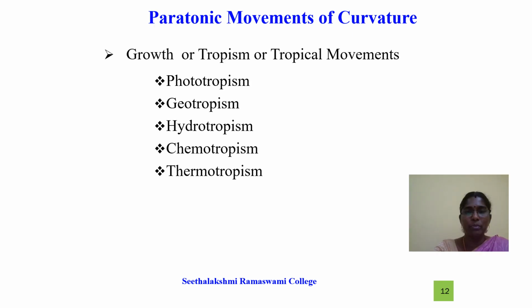But in the paratonic movements of curvature, the growth movements occur due to an external stimulus which is unidirectional. That is called tropic movements. The phenomenon is known as tropism. These are phototropism, geotropism, hydrotropism, chemotropism, and thermotropism.